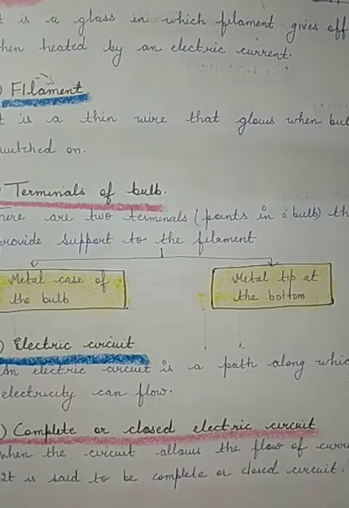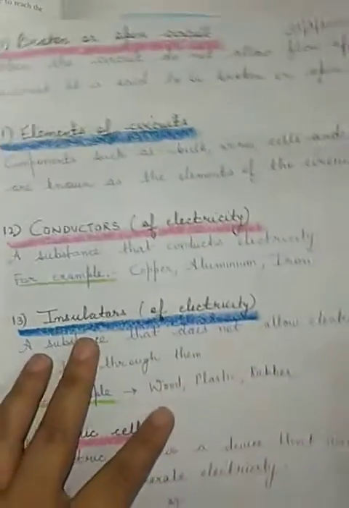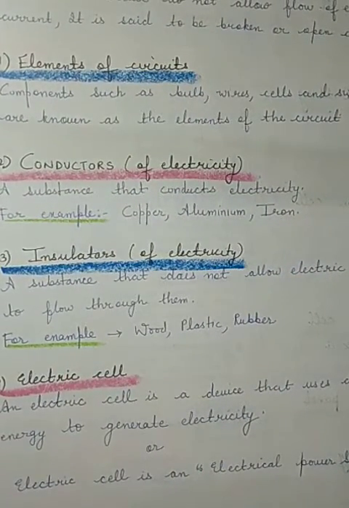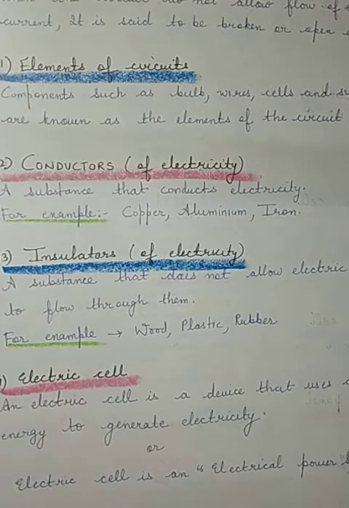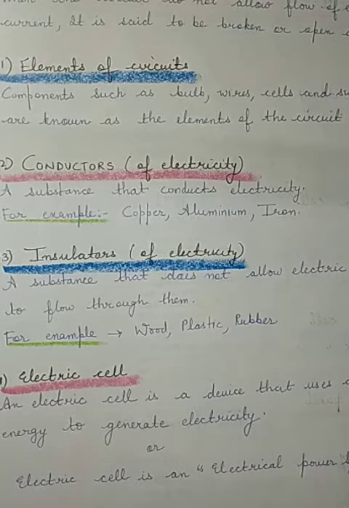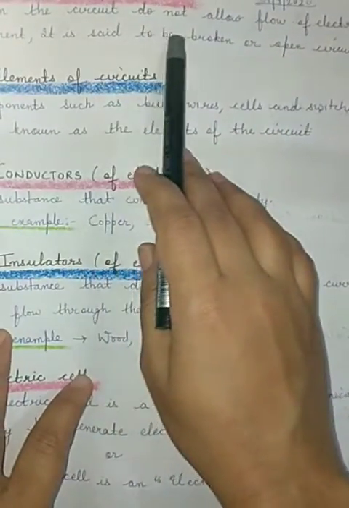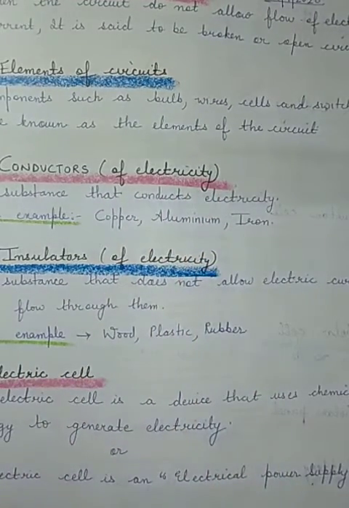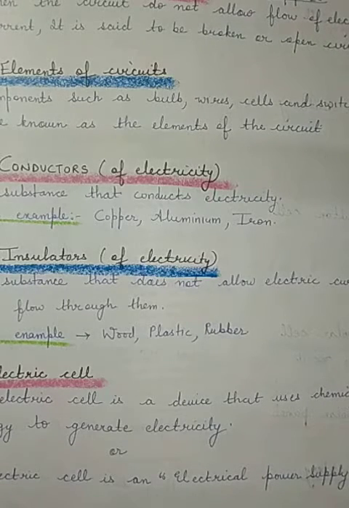Now coming to the next, that is a broken or open circuit. So this is regarding the broken or open circuit. What is a broken or open circuit? This one is the opposite of a closed circuit. So what is written here? When the circuit does not allow flow of electric current, then it is said to be a broken or open circuit. When it is not allowing flow of current, then it is known as a broken or open circuit.